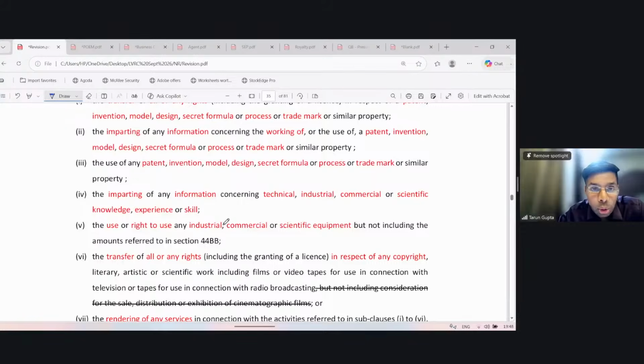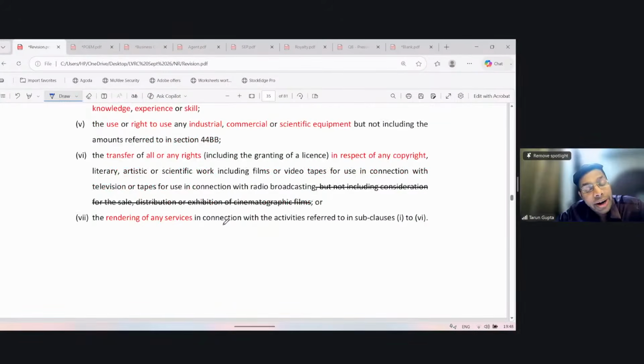The use or right to use an industrial, commercial, or scientific equipment, but not including the amount referred to in Section 44BB. The transfer of all or any right in respect of copyright, literary, artistic, or scientific work, including film or videotape for use in connection with television, or tape for use in connection with radio broadcasting, or rendering of any service in connection with the activities referred above.